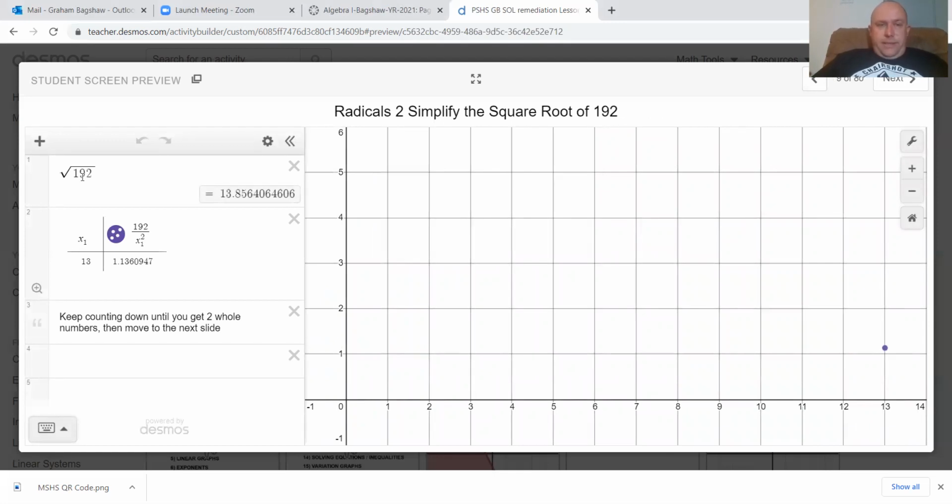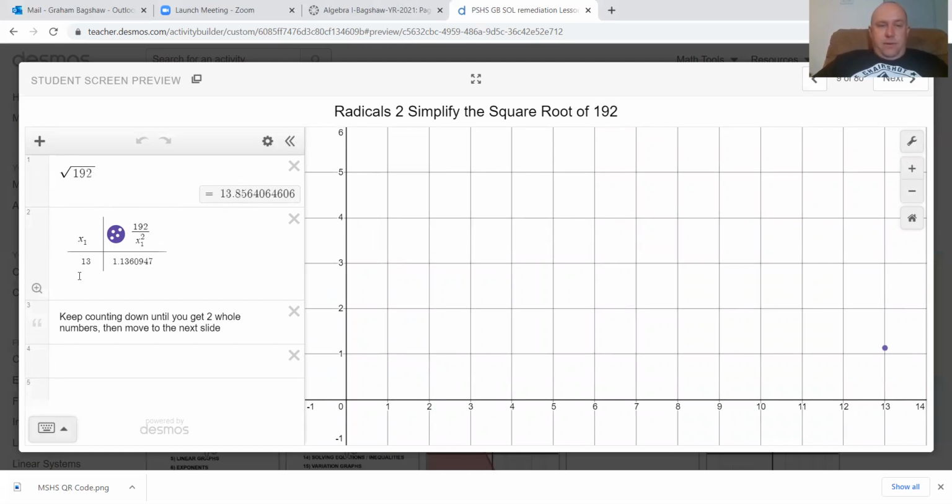Simplify the square root of 192. So we type in the question. If it's a whole number, we're finished. If it's not, then we've got to go ahead and simplify. And to do that, we're just going to type in our table. So create a table using plus, change the rule to the number inside the square root divided by x1 squared, and then start from this number here.